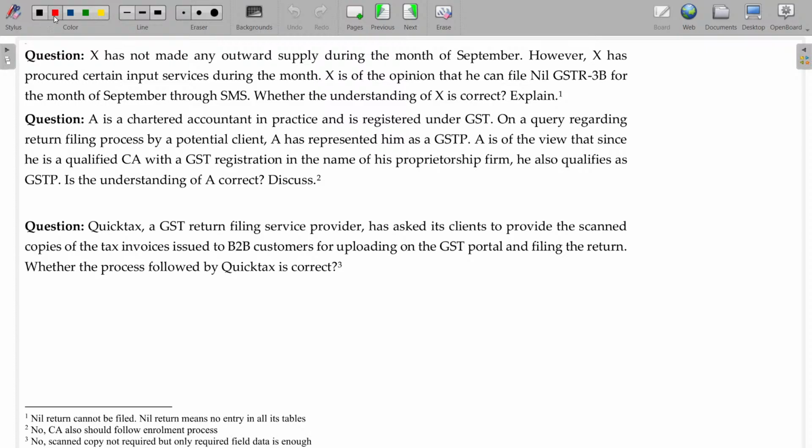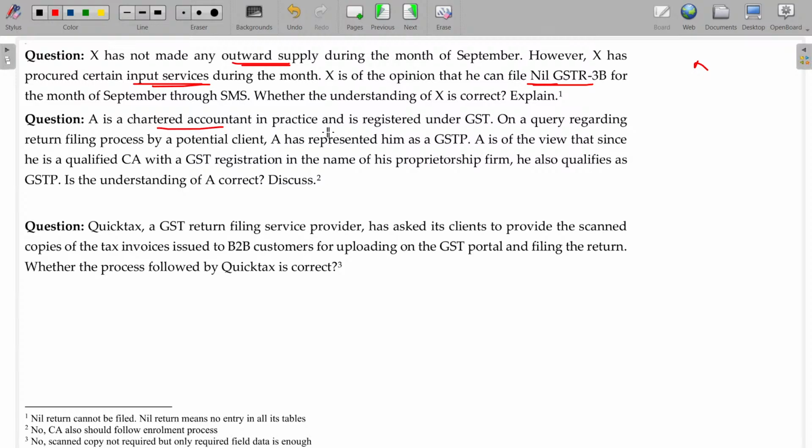Now, X has not made any outward supply during the month. However, X has procured certain input services. X is of the opinion that he can file a nil GSTR 3B. He says, sir, I have not done any outward supply, but there is an input supply. Can I file the nil return? No. In any table, there should not be any transaction. If there is any transaction in any of the tables, like input or output, definitely he has to file the return completely. Nil return is not possible.